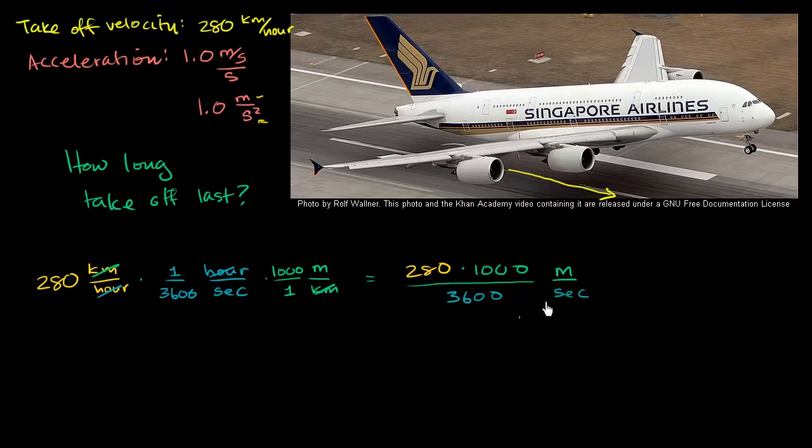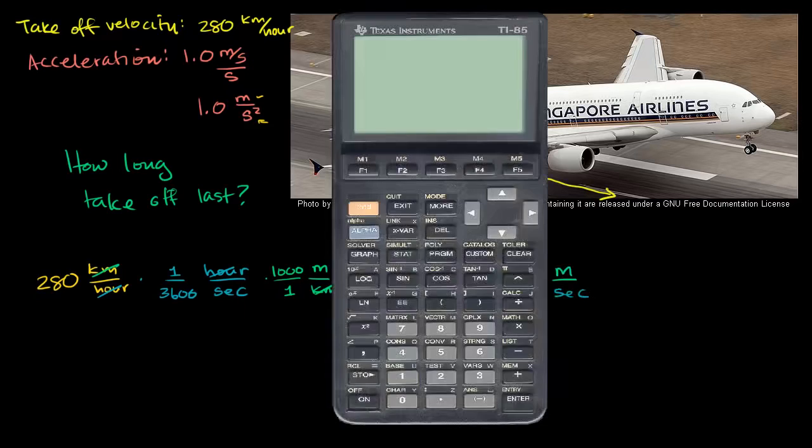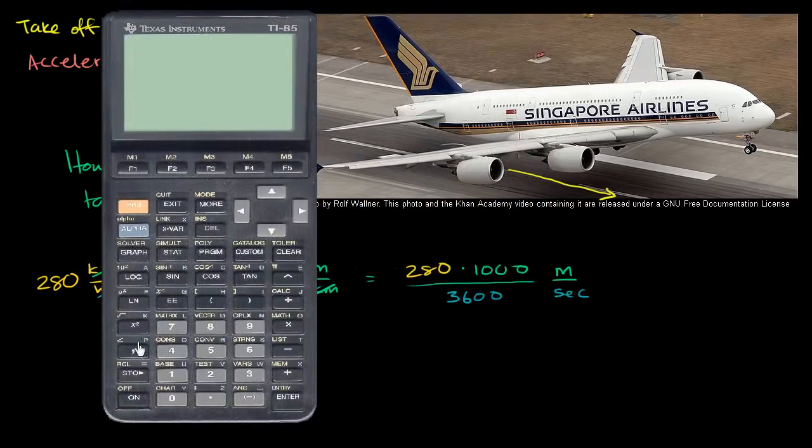Meters per second. So let's get my trusty TI-85 out and actually calculate this. So we have 280 times 1,000, which is obviously 280,000. But let me just divide that by 3,600.